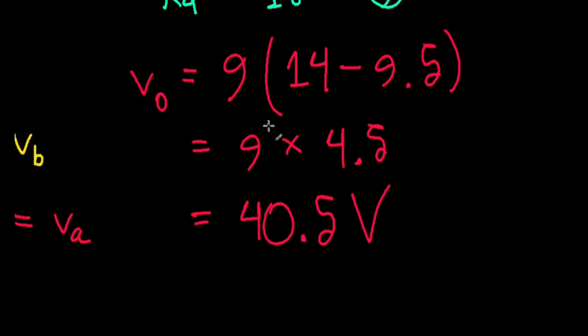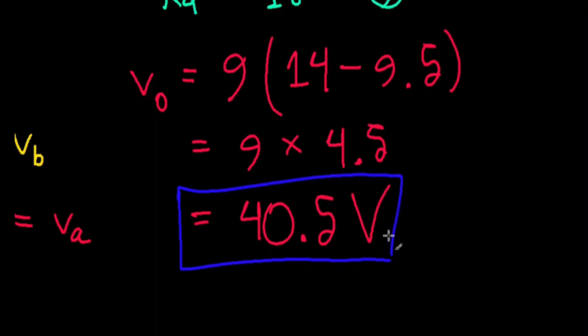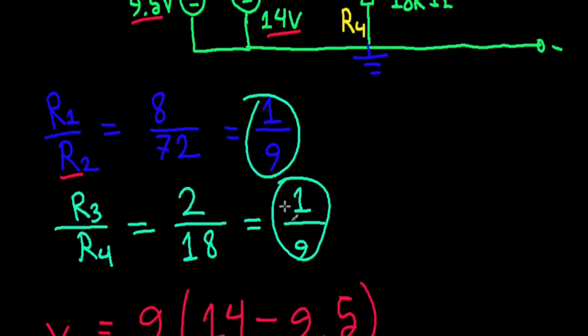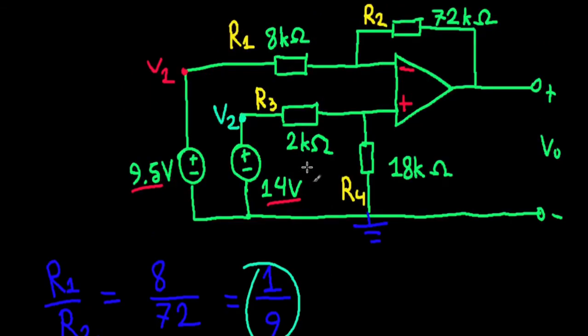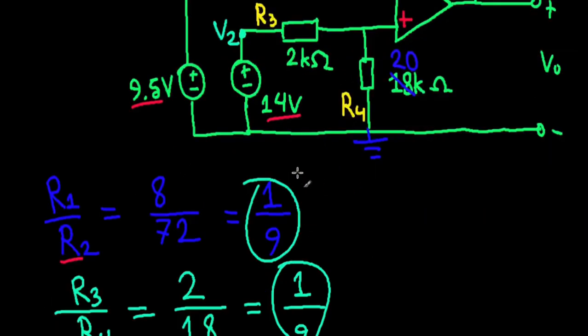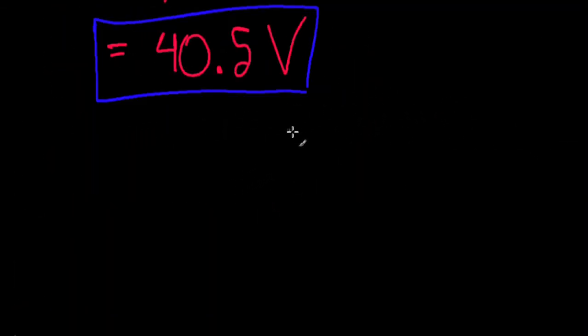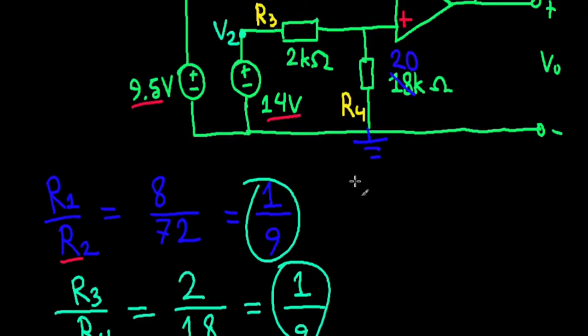But we need to be aware that we could only do it so simply because the ratios were equal. If we make just a single small change right here, suppose that instead of 18 kilo ohms this is 20 kilo ohms, the ratios wouldn't be equal anymore. We'd have to use that big formula right there. So we shouldn't be reluctant to do that, and honestly it's not really that difficult. Anyway, so this problem is done.